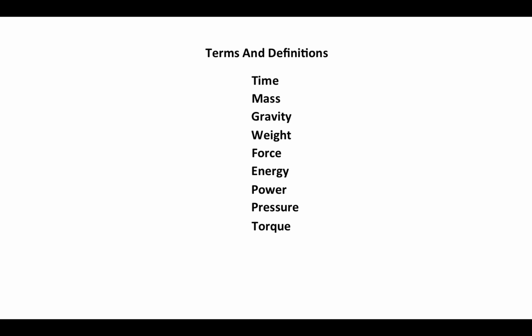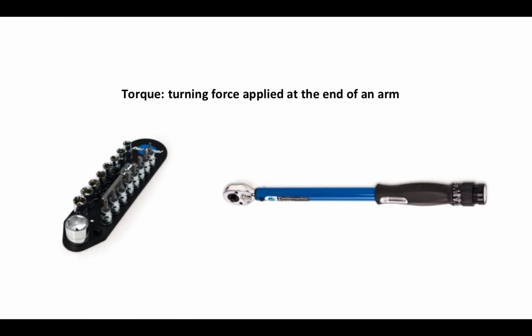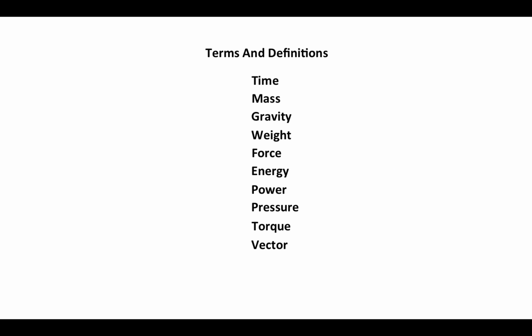Next is torque. Torque is a turning force applied at the end of an arm. And here is a familiar looking torque wrench. This happens to be a Park torque wrench, one of the really nice ones. And here's a bunch of fittings that you can put at the end of the torque wrench. And the last on our list is vector.